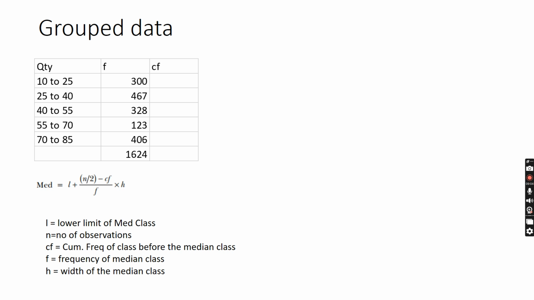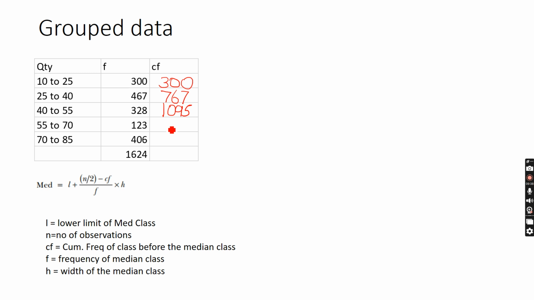So let's calculate. How do we find cumulative frequency? Cumulative frequency is the frequency added to the previous one. So for the first class interval, the frequency for the class before that would be considered 0. So 0 plus 300 would be still 300. 300 plus 467 should be 767. 767 plus 328 should add up to 1095.